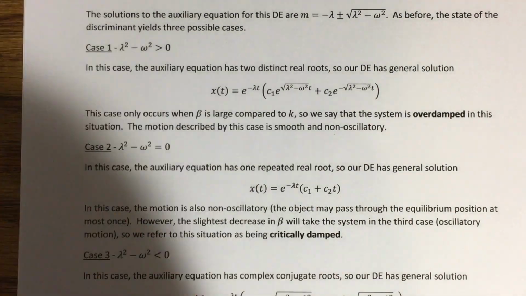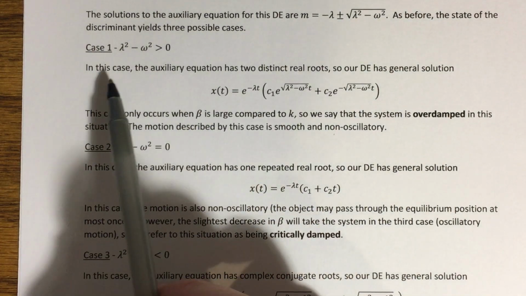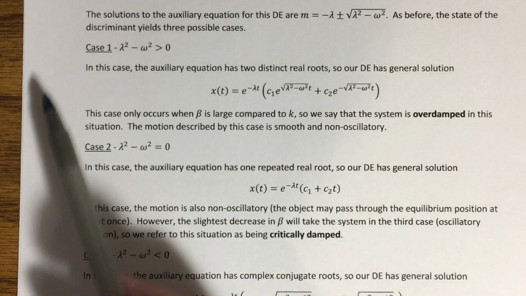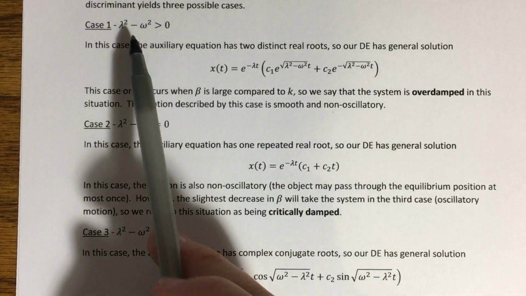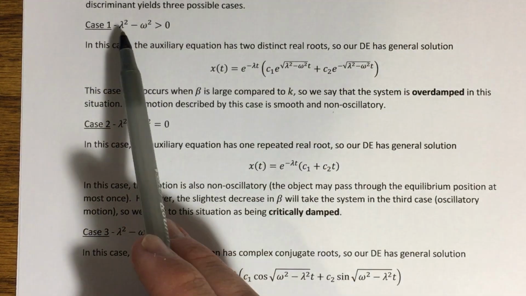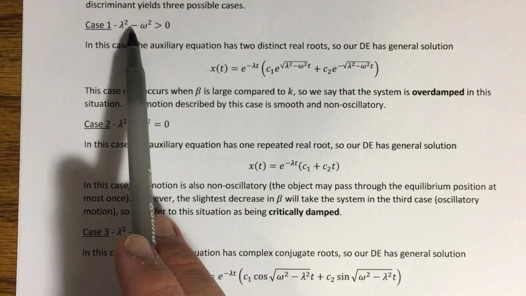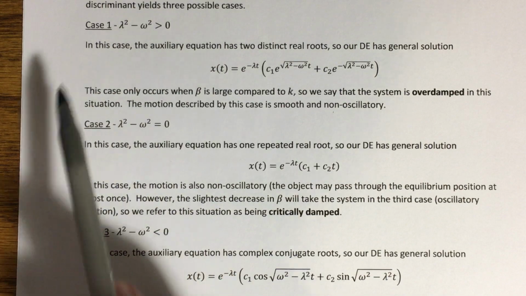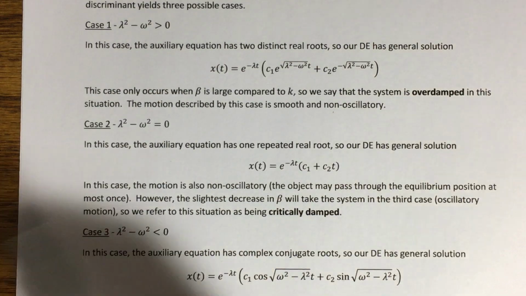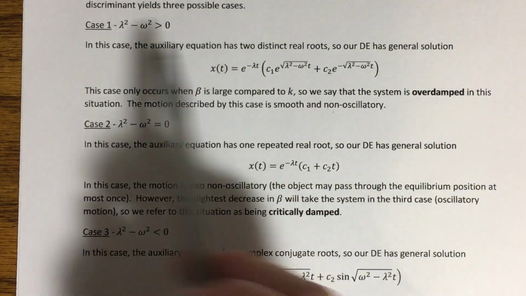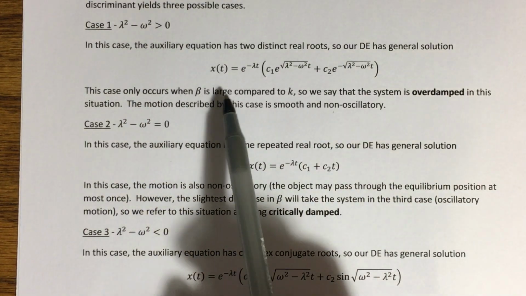We're just relying on what we did back then. But let's look at what those three cases look like in this scenario. So let's first suppose that our discriminant is positive, meaning lambda squared minus omega squared is positive. That would give us two distinct real solutions. And so from what we know about that case, the solution would look like this.